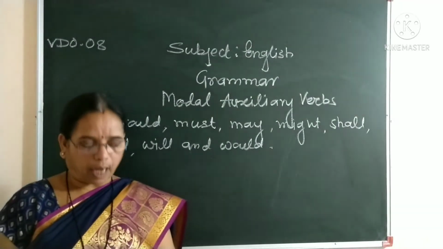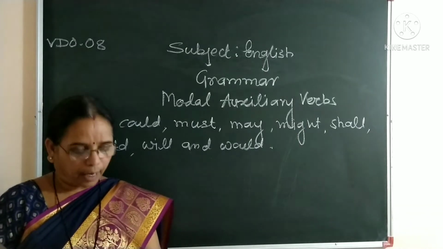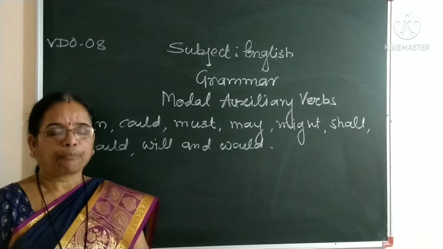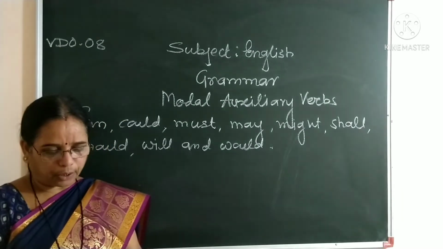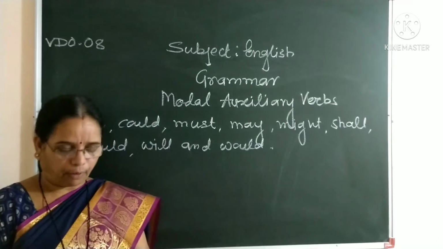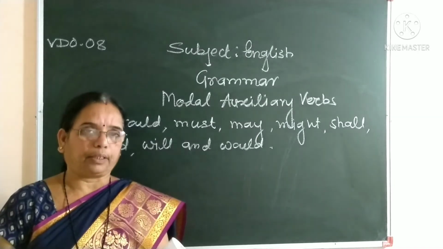Modal auxiliaries are always used with main verbs and can never be used as a full verb in a sentence. Unlike primary auxiliaries, modal auxiliaries do not change their forms according to the tense of the main verb or the number and the person of the subject.